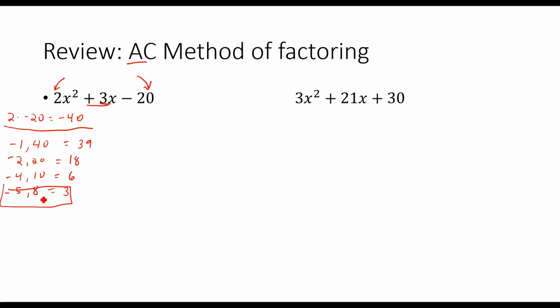Now don't skip ahead just yet, because these are not part of our factors. We actually plug them back into the original equation, like this. So we have 2x to the power of 2 minus 5x plus 8x minus 20. Why did I change that 3x into minus 5x plus 8x? Well, it's because they're still the same value. Negative 5x plus 8x will give you 3x.